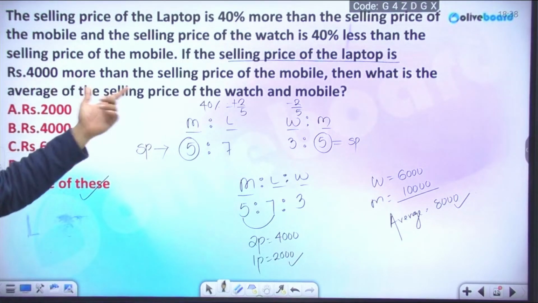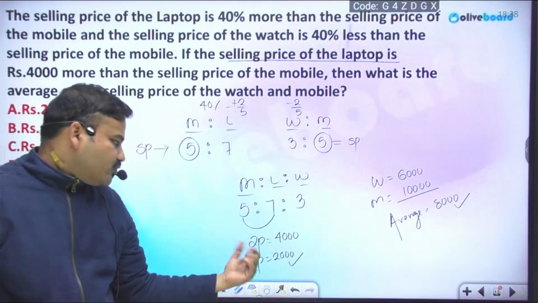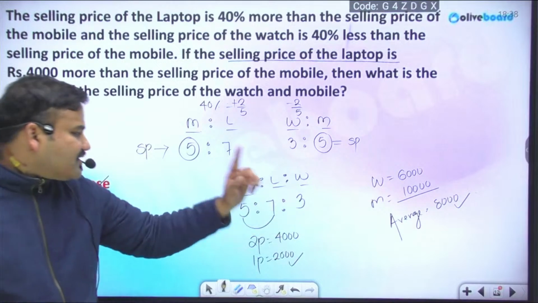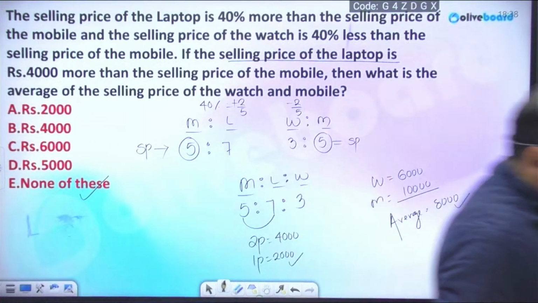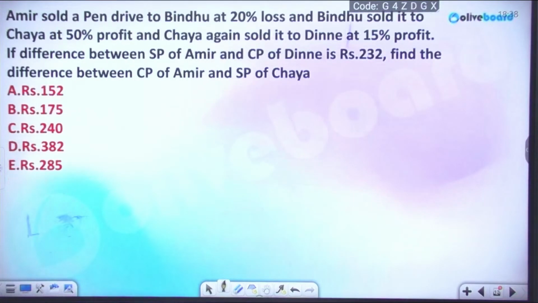The selling price of the laptop is 4,000 more than the selling price of the mobile. Laptop is 4,000 more, 2 units is 4,000, so 1 will be 2,000. 2,000 times the watch's 3 is 6,000. This is 10,000. So 16,000 by 2, that is 8,000. Okay, clear? That is none of these. This was easy.